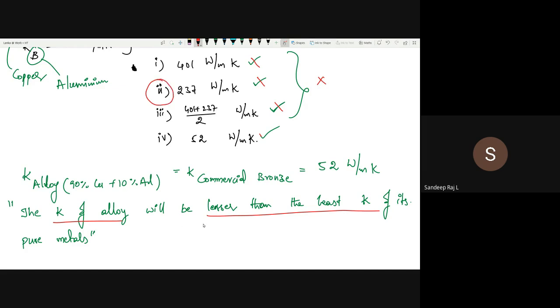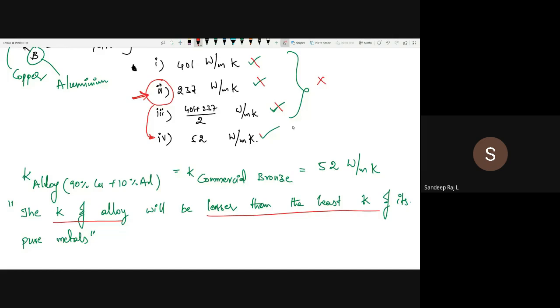So what he is saying is lesser than the least. This is the least here, and even it is lesser than the least. So which option is lesser than the least? Only 52 is the option. So 52 will be your right answer. I hope it is clear. Is that clear so far? Yes, sir. The explanation is clear.